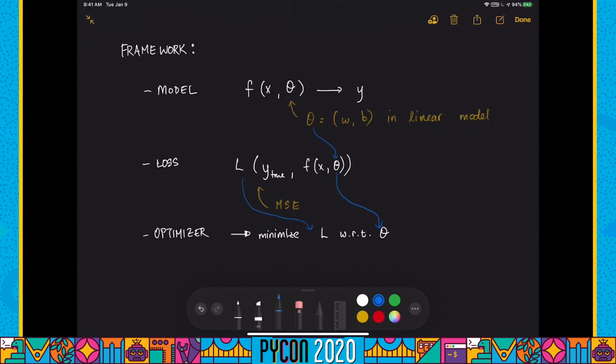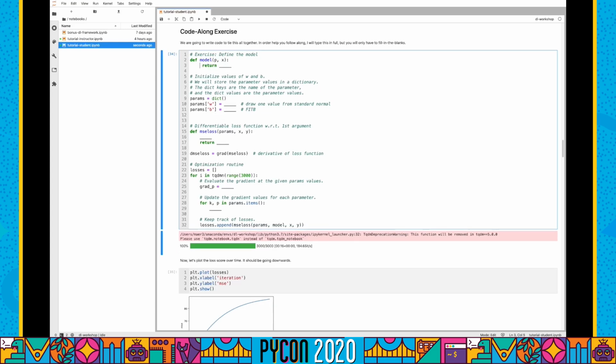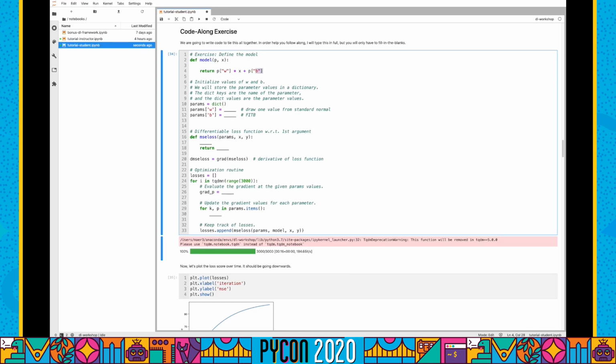To get practice, we're now going to code this up together. We're going to start by defining our linear model inside the model function. So let's write it out. Return p of w times x plus p of b. Right, I gave you the answer right there.